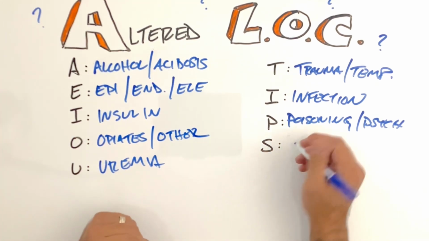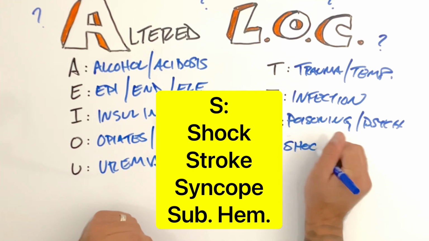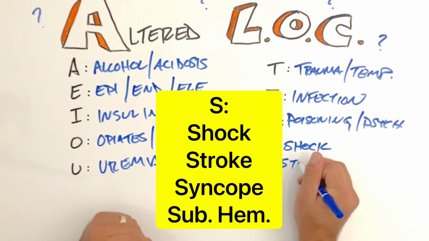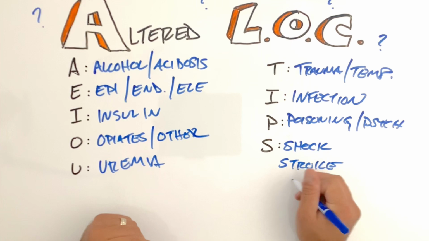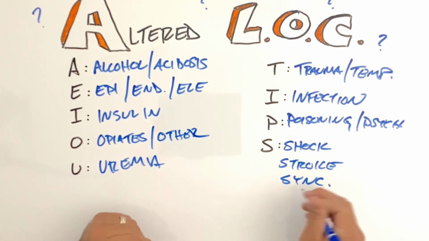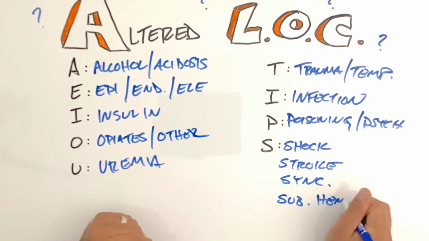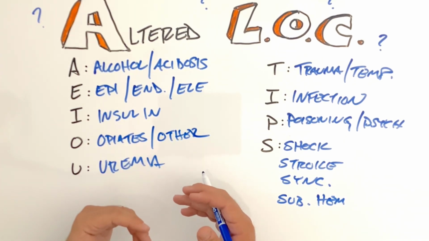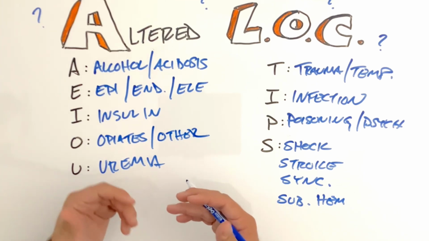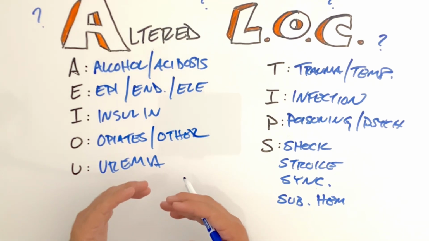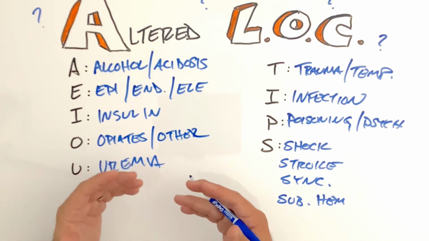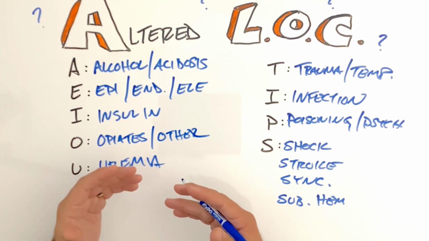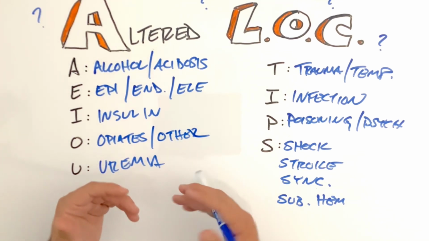Finally, we have S. S is a bunch of them. We have shock, stroke, syncope, and subarachnoid hemorrhage. We know that subarachnoid hemorrhage is an acute onset, minutes to hours. It's not like an epidural, but it could be a thunderclap headache, the worst headache they've ever had in their life, and treat it like a stroke or a seizure.